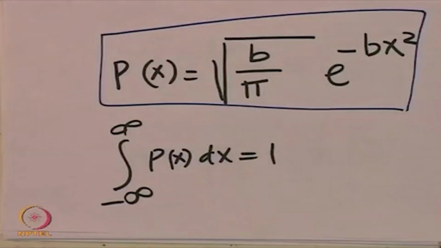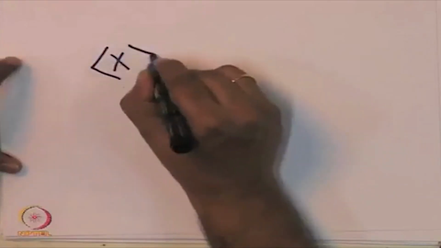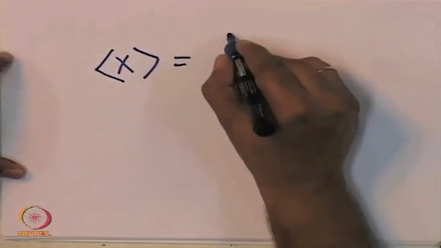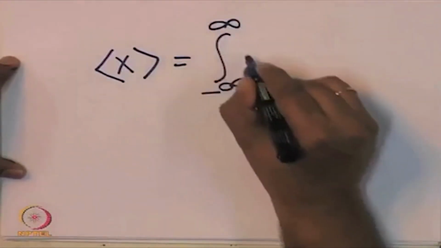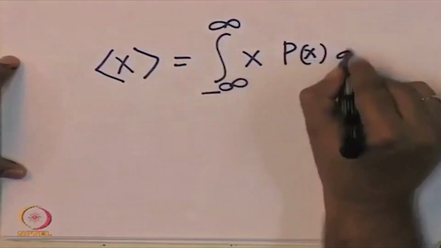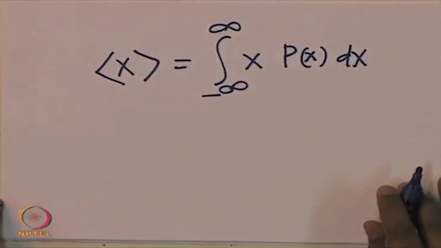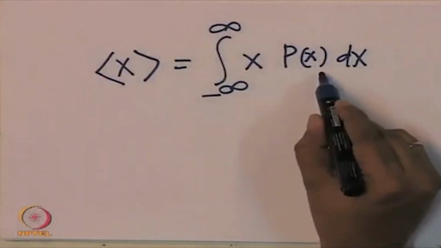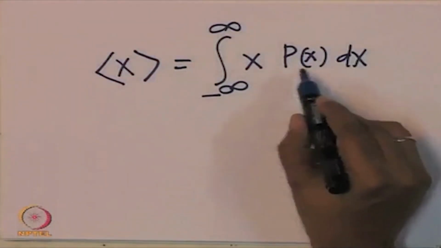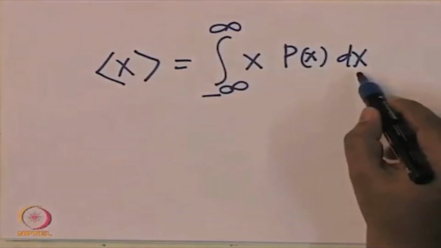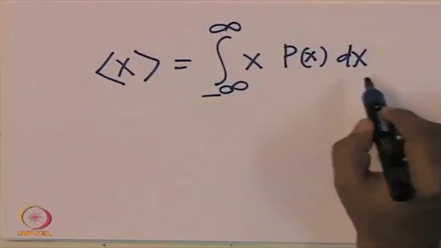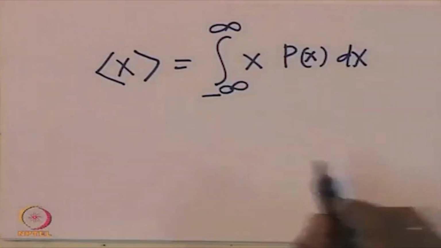So, we know the definition of average and standard deviation. What is the definition? In the previous lectures we had defined average. X average is defined as the integral from minus infinity to infinity of x p of x dx. Just remember, this is always the definition of x average. If you are given a p of x, the probability distribution, the way to find x average is this: you multiply with x and integrate.